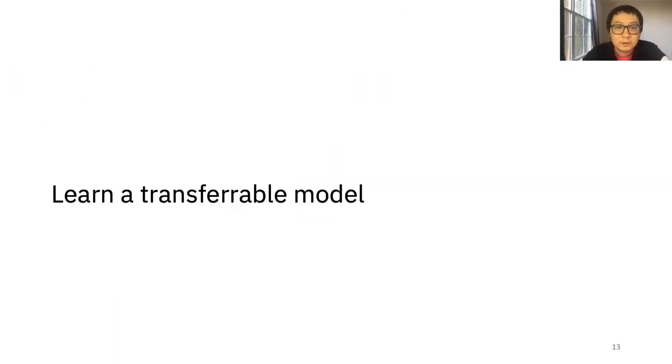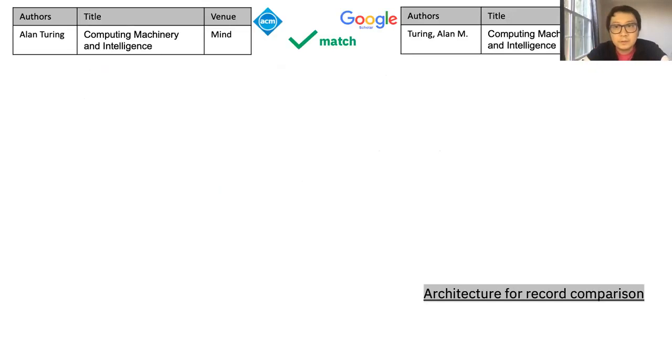Okay, so first, how can we learn a transfer model? Here we'll use a very simple example to illustrate our transfer learning idea. Assume that we have a labeled publication pair, hypothetically coming from two datasets, ACM and Google Scholar. For simplicity, let's assume that the two datasets have the same schema, consisting of 3 attributes: authors, title, and venue. So how can we build a binary classifier for this entity pair?